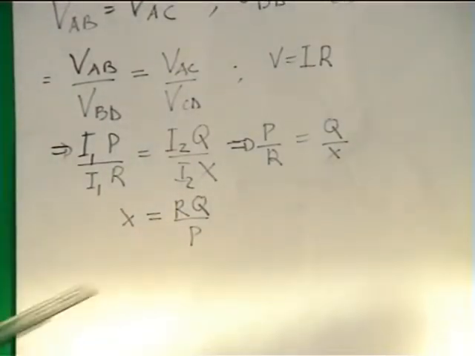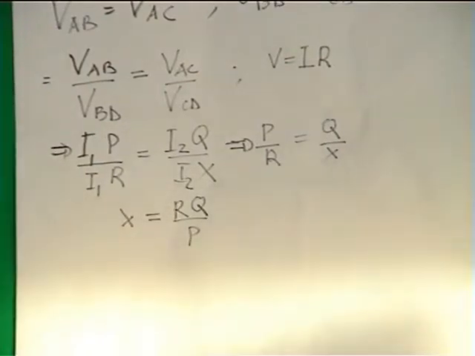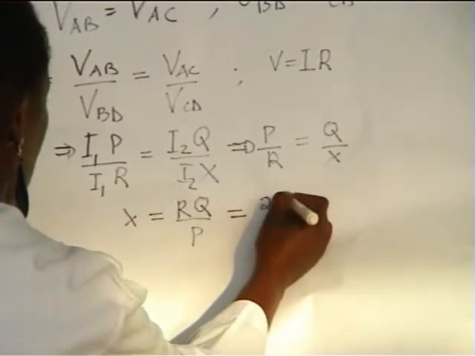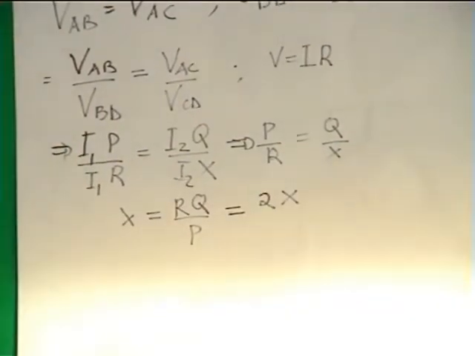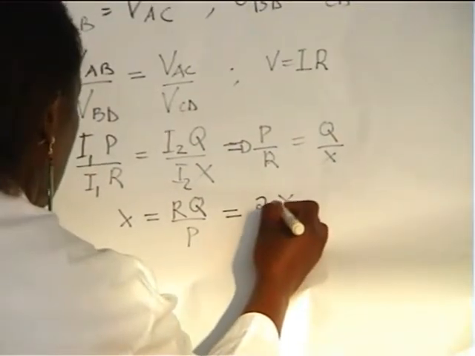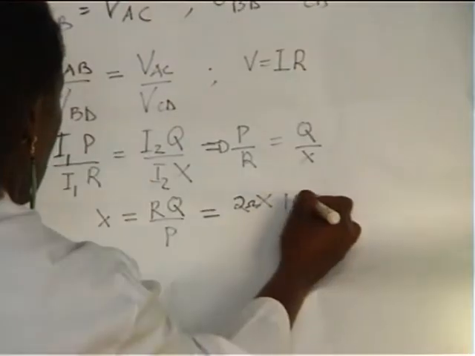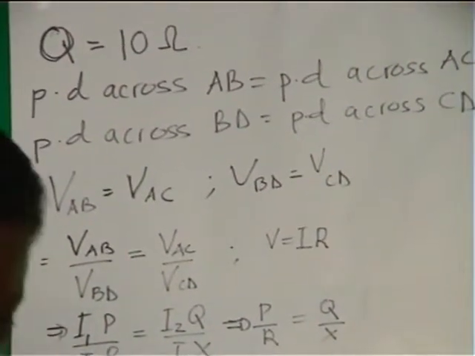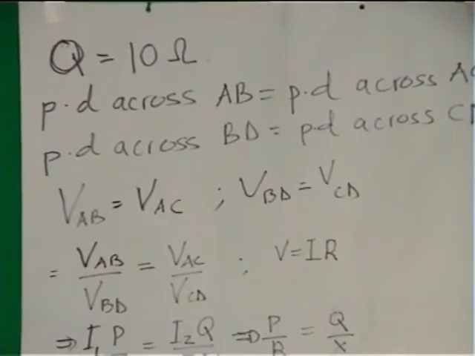Now, the value of R we have, which is 2 ohm, times the value of Q is this one, 2 ohms times 10 ohms over P. The value of resistor P is equal to 4 ohm.